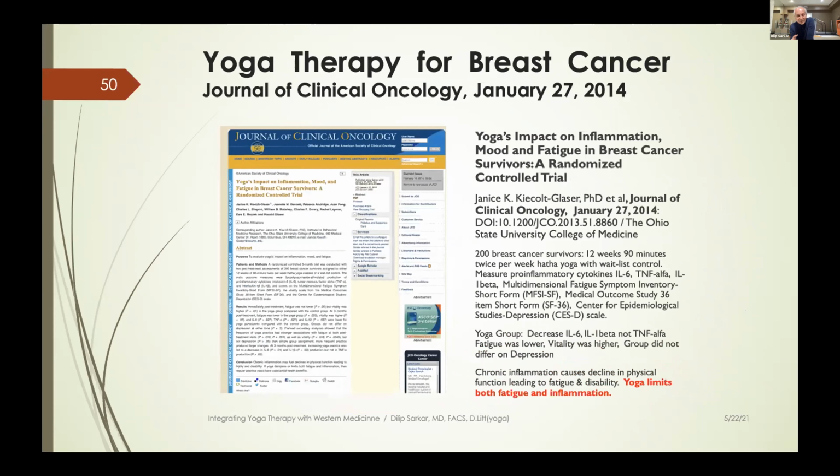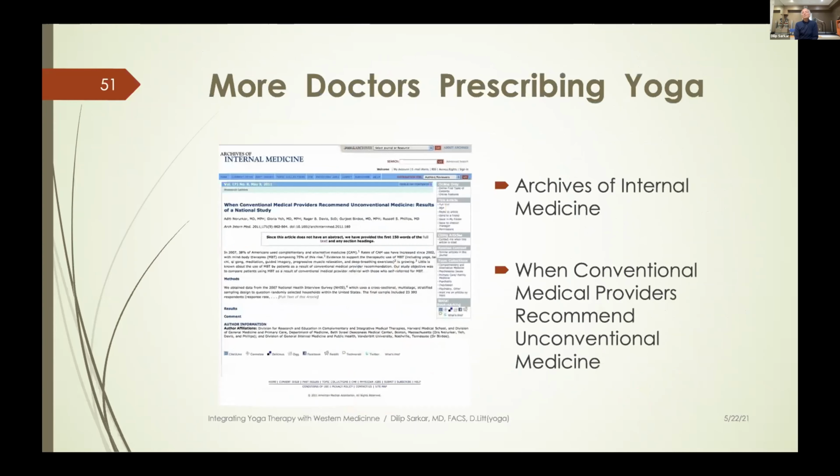And that's just very interesting. A little time before, there was another article on yoga therapy for breast cancer in the Journal of Clinical Oncology. Very famous article. And this is one I found one time in Archives of Internal Medicine. It just struck me. It said, when conventional medical providers recommend unconventional medicine, they went for the data after data. How many physicians are really prescribing what we call non-conventional, but now it is called integrative medicine. Remember the names we have gone through.